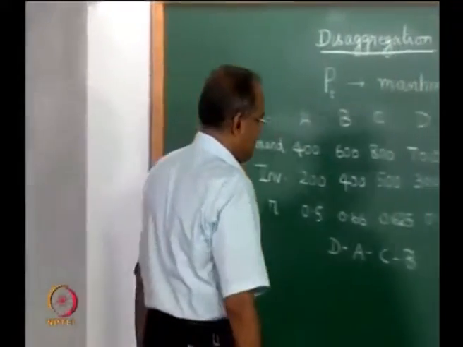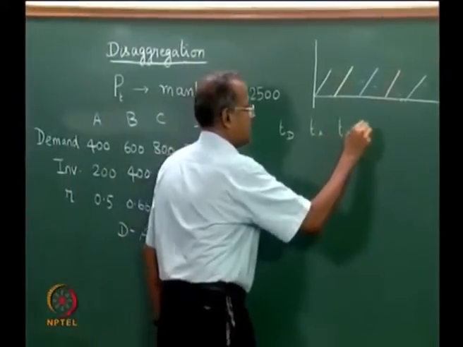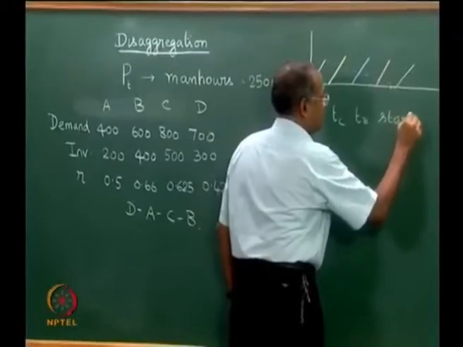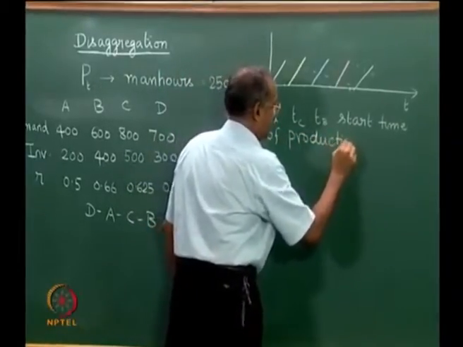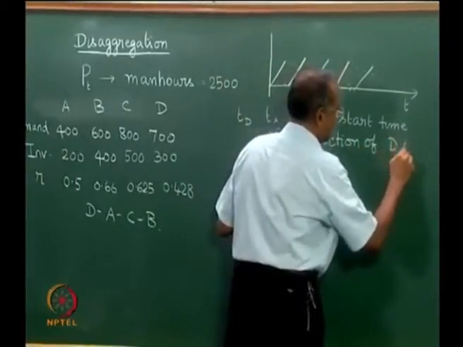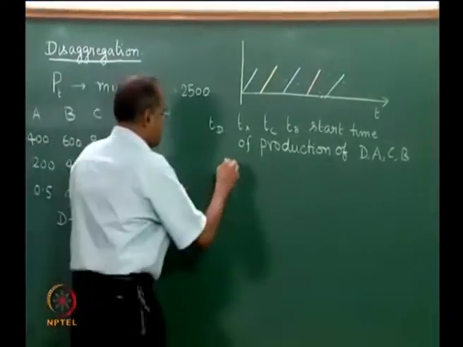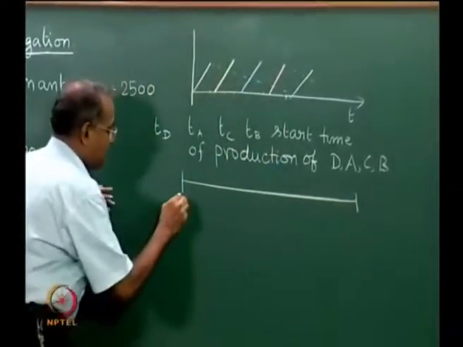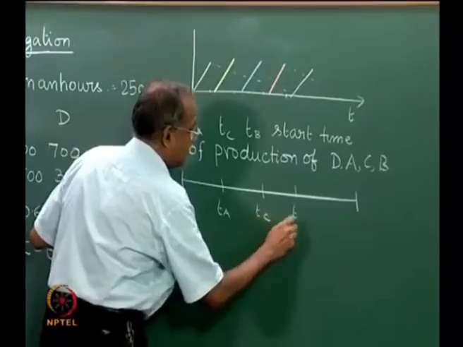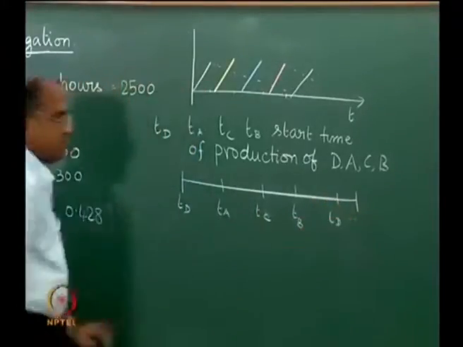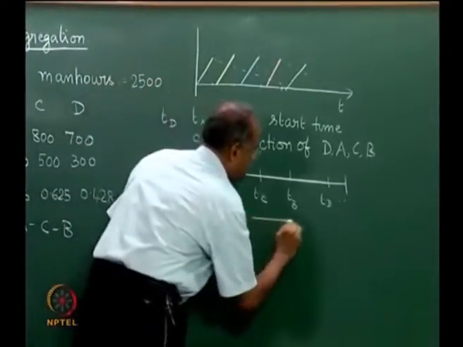So, now let us start defining the variables. Let Td, Ta, Tc and Tb be the start time of production of D, A, C and B respectively. So, it is like this is a time graph. Let us say I am starting Td here, I am starting Ta here, I am starting Tc here, Tb here, and then once again I start Td and so on. Now, this is my cycle of production, which is capital T. So, I start from Td and one more up to this is my cycle.